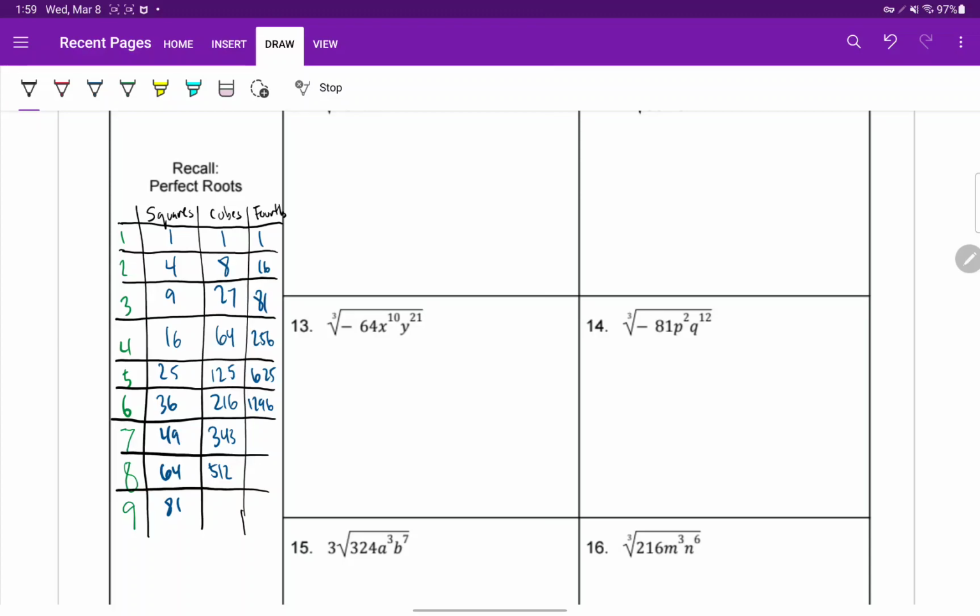For the cubes, 2 cubed is 8, 3 cubed is 27, and so on. But I usually won't go past really 343. I wrote 512 there for the 8th one, but I really don't go that far. And for the 4th one, I usually stop at 625. Now, I put the 1 there, but honestly, it's not necessary because 1 raised to any power is always going to be 1, so that's really not necessary to have.